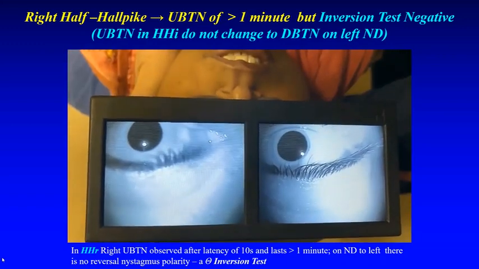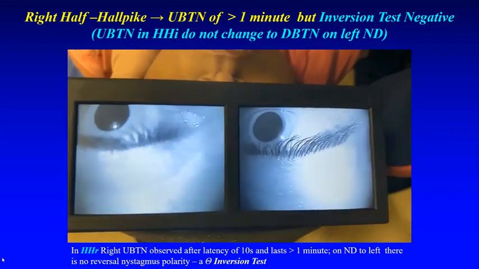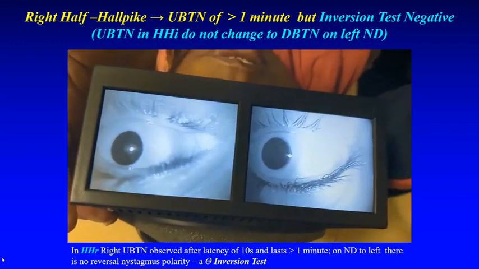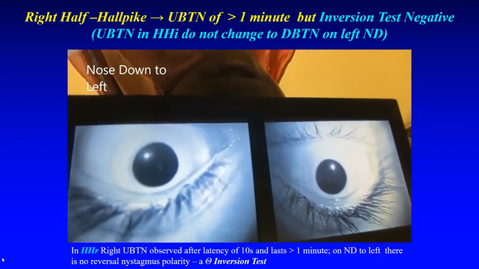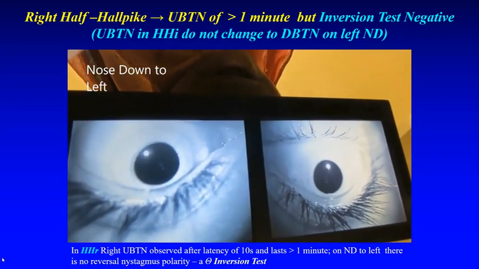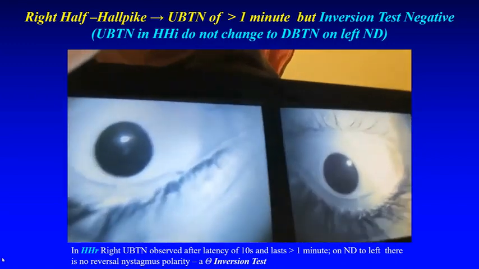As the nose down to the left was done at 1 minute and 47 seconds, the upbeating right torsional nystagmus disappears. There is no nystagmus on nose down to the left. So this is a negative inversion test.